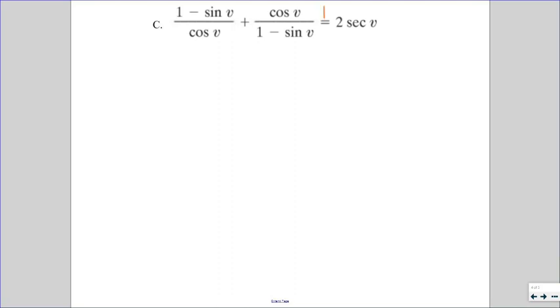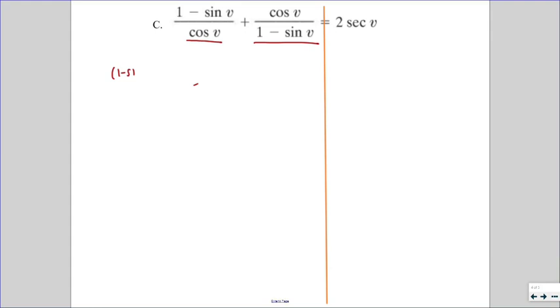Okay, last problem for today. I'm going to put a line down the middle of the equal sign, pick a side to work with. In this case, I hope we all see that the left-hand side might be a little bit more complicated, give us some options to work with here. In this example, we've got 2 fractions being added together on the left-hand side, so my first thought here would be to find a common denominator. The common denominator then is going to be cosine v times 1 minus sine v. So I'm going to start by finding that common denominator.